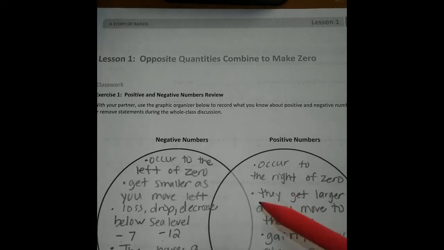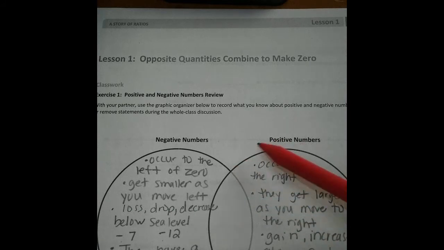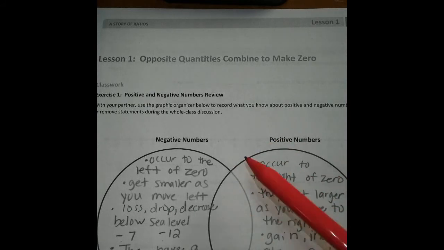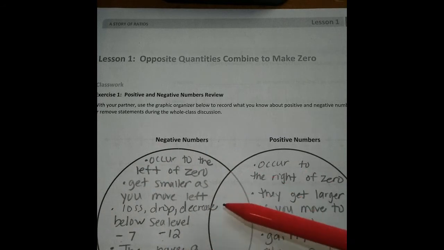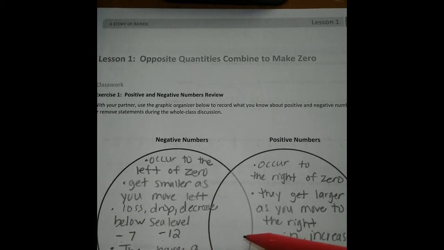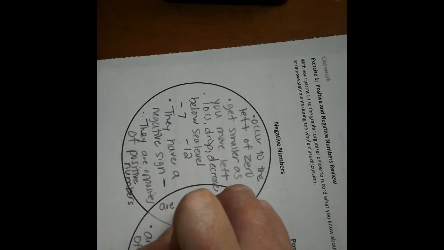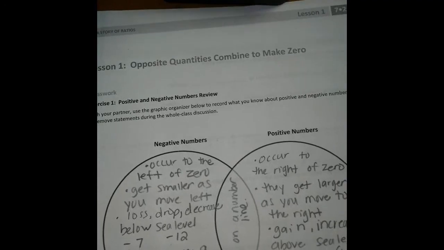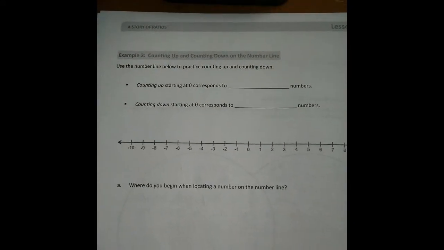Okay, so this being a Venn diagram, we see characteristics of positives and characteristics of negatives, and then we see the overlap in the middle, and this is what they have in common. So both of these are on a number line. I'm going to turn my paper sideways. So they are on a number line. Let's look at example number 2.